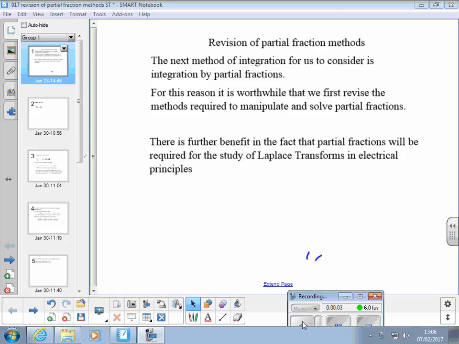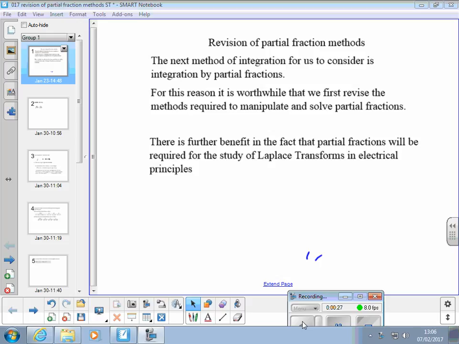Revision of partial fraction methods. The next method of integration that I want to cover involves us considering integration by partial fractions. For this reason, it's worthwhile that we first revisit the methods required to manipulate and solve partial fractions.